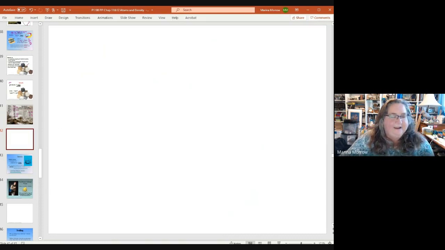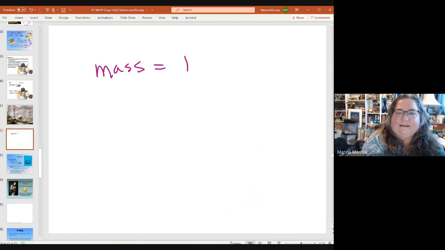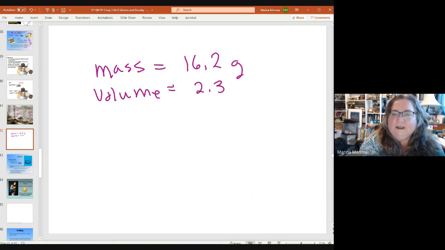Now, if we want to calculate the density of something, so let's say we have a material and we're trying to identify it maybe. And let's say the density we don't know, but we have the mass. And let's say the mass is 16.2, and that's grams. And then we've got a volume of 2.3, and that's going to be in centimeters cubed.